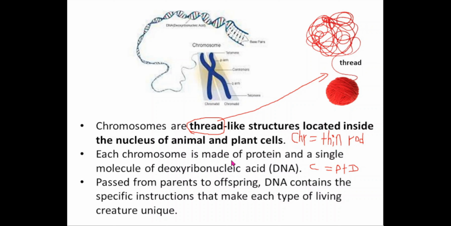Each chromosome is made of protein and a single molecule of deoxyribonucleic acid, DNA. The abbreviation DNA is for deoxyribonucleic acid. So a chromosome is made up of protein and DNA. Chromosomes are passed from parents to offspring. Offspring means children. They pass from parents to offspring.